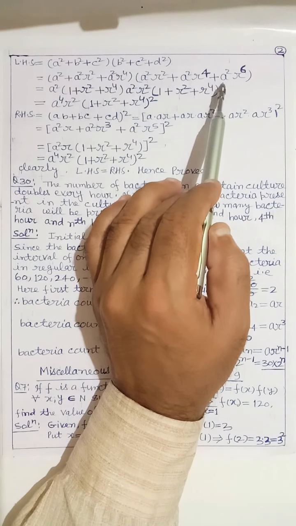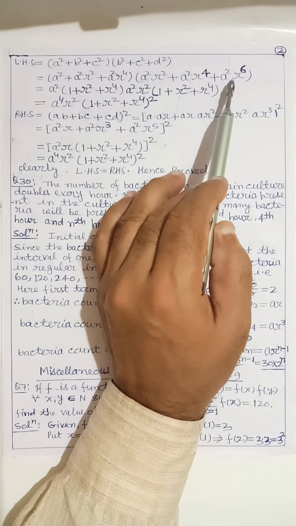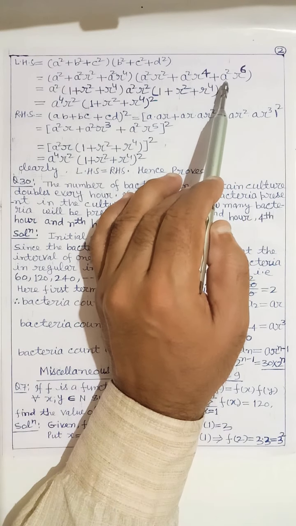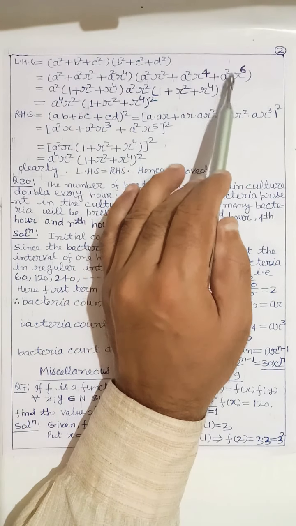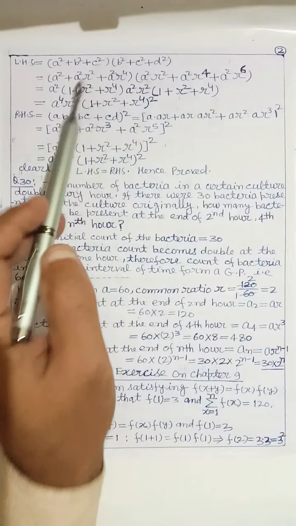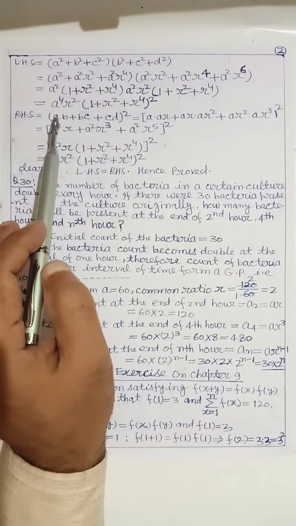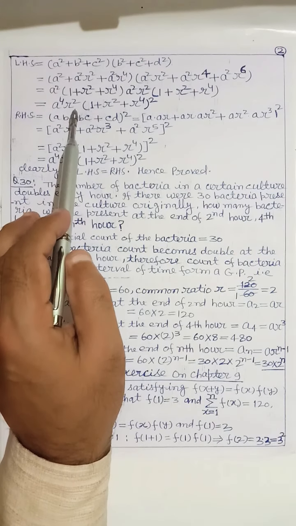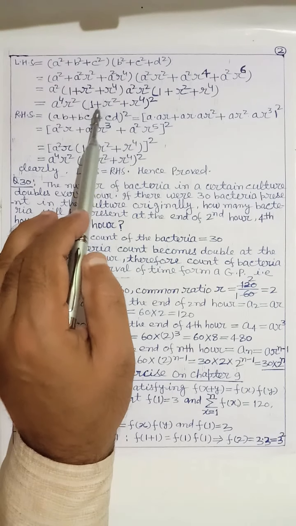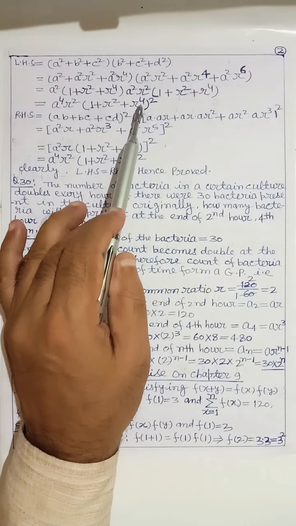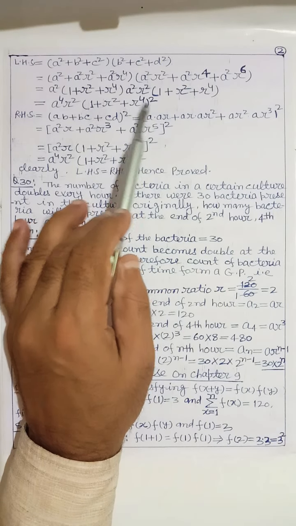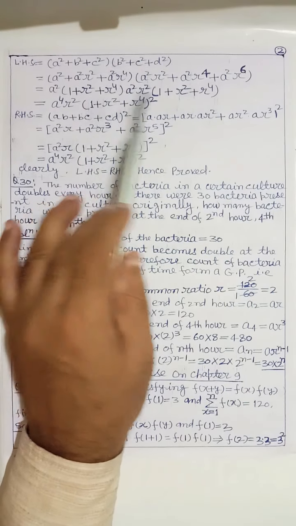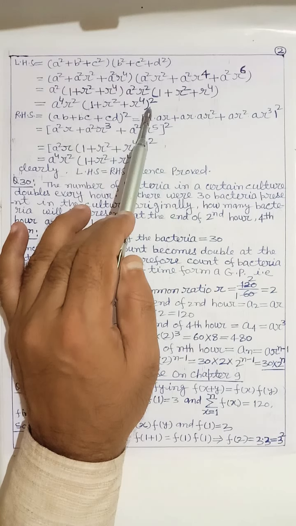We know that d is ar to the power 3. So d square you will get a square r to the power 6. And we simplify this, here we get a to the power 4 r square into (1 plus r square plus r to the power 4) whole square.